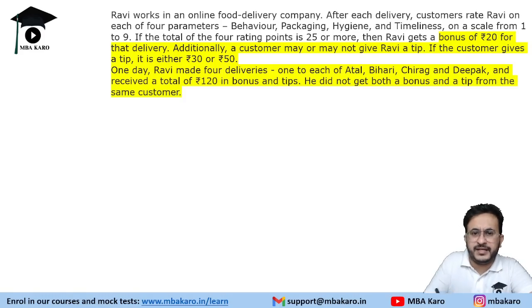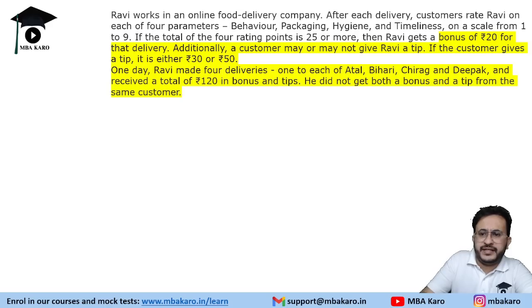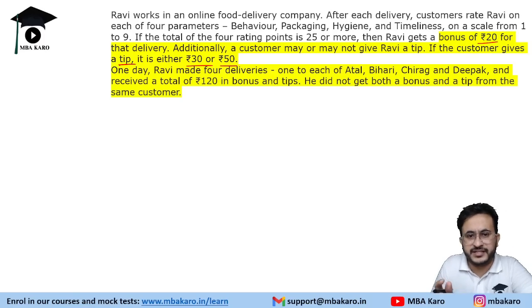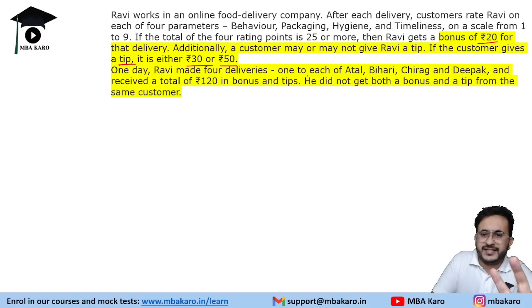Now the same thing. It said that there were 4 people who rated, and either he got a bonus of 20 rupees or he may get a tip. Tip is either 30 or 50 rupees, right? So that was the condition given. He made 4 deliveries, the same set we are discussing. These are the 4 people, and he received a total of 120 in bonus and tips.